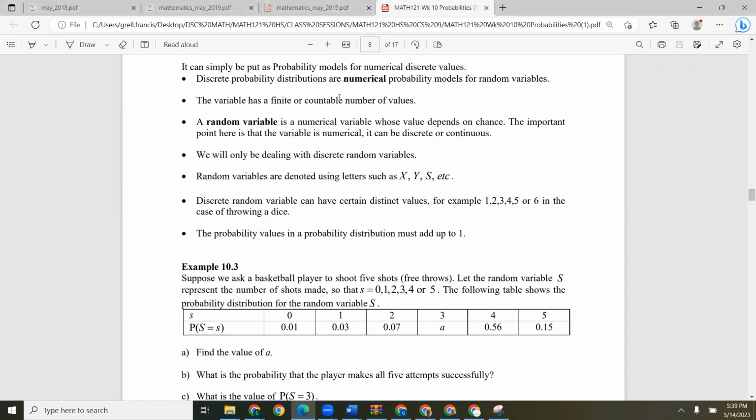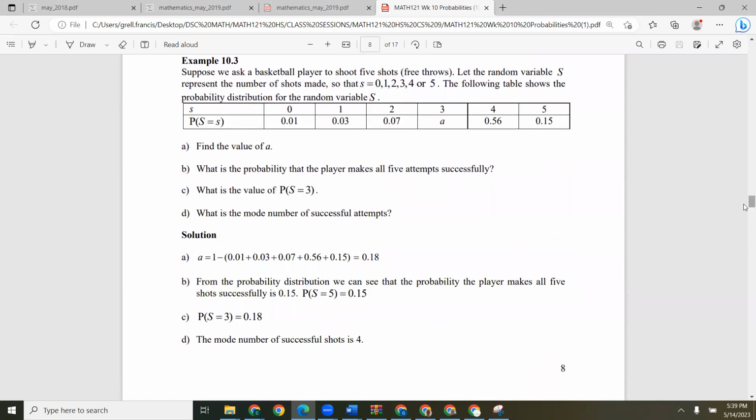And here are some characteristics of this table. One of the important characteristics or properties of this table is that the probability values in a probability distribution must add up to 1. So all these probability values must add up to 1. So let's take a look at example 10.3. To find the value of A, it appears that the available probabilities were added up and the total was subtracted from 1 to obtain the value of A. So we have to do something similar to our question.